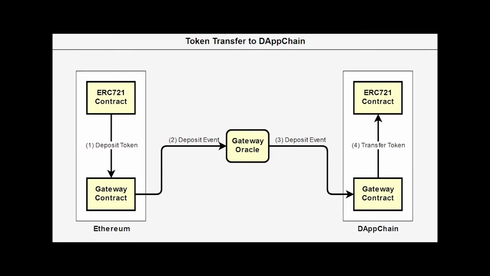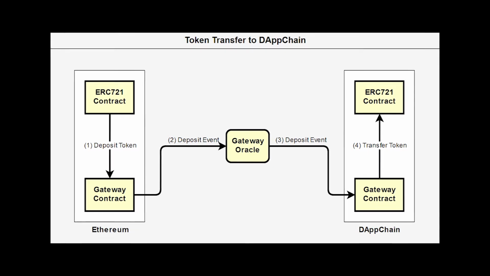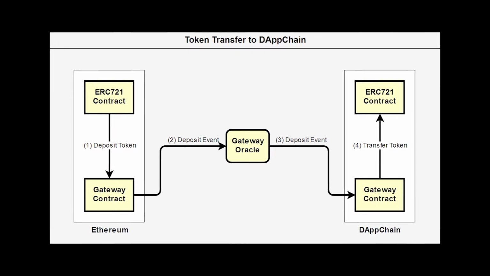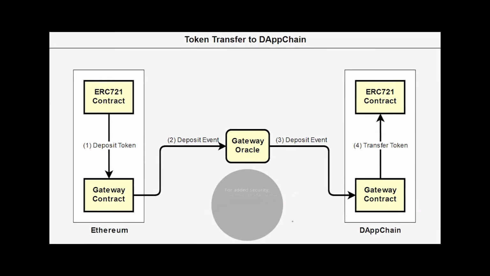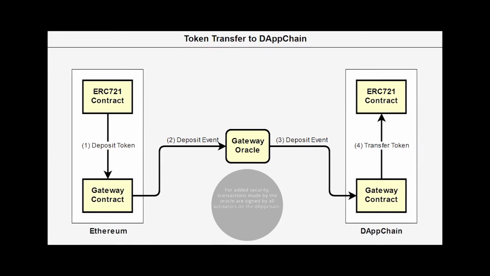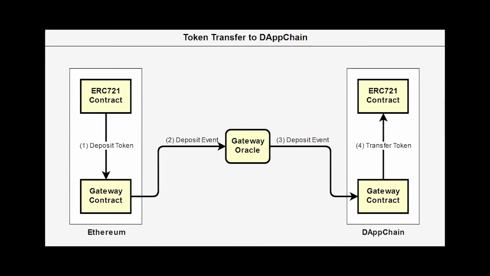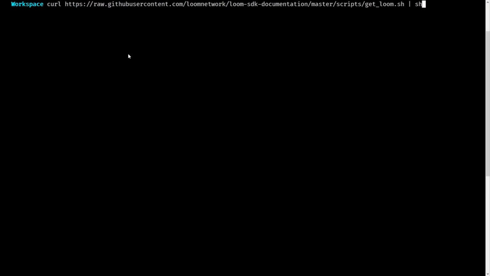When an asset is sent to the gateway contract on the mainnet, an event is emitted, which is picked up by the oracle. The oracle then sends a message to the contract on the sidechain, which mints a copy of that asset for use on the sidechain. When you're done using that asset on the sidechain, you can then withdraw that asset, and the process is done in reverse. The first thing you're going to need is the Loom command line executable.